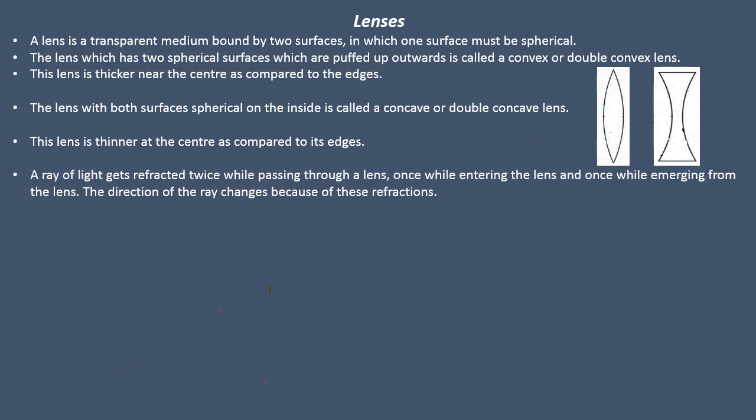Before that, a ray of light gets refracted twice while passing through a lens. When you talk about the mirror in ninth standard, we were talking about the reflection of light. Reflection, the light gets reflected, turns back. But now when you talk about the lens, the light is going to refract. The path of light is deflected a little bit, it changes its path, and that is what we say is refraction.